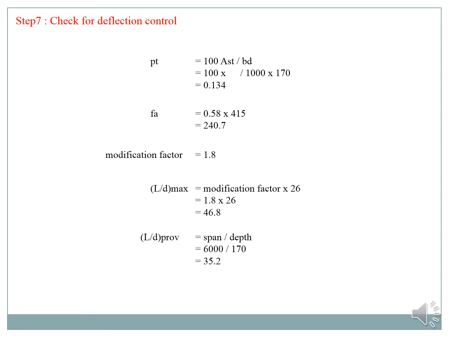So L by D provided is equal to span by depth ratio. So span is equal to 6 meter. So apply the 6000 mm divided by depth is equal to 170 mm. So L by D provided is equal to 35.2. So L by D maximum is greater than L by D provided. So hence safe. Thank you.